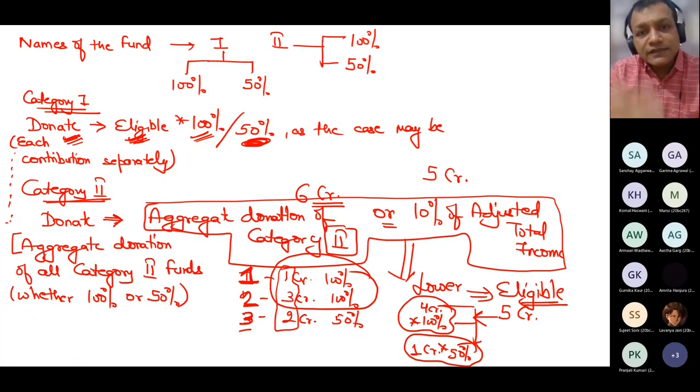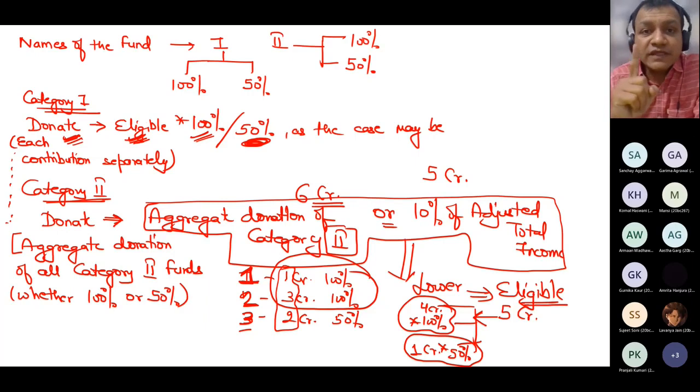So I will first ask a question to myself. If I have only 5 crores, where I have donated 6 crore, one thing is clear that only 5 crore is the beneficial amount. I might have donated 6 crore, but the Income Tax Act says you can take the maximum donation on which we will give you the deduction. That will be 5 crore only.